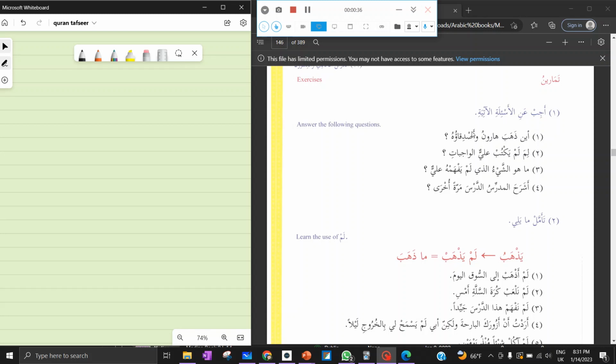Atiya, the following. Aina dhahaba Harun wa asdiqa'uhu? Aina means where, the questioning tool, and dhahaba Harun wa asdiqa'uhu, Harun and his friends. Asdiqa'u is the plural of Sadiq. Now this word is mamnu min as-sarf, asdiqa'u. As you can see, the last letter is Hamza.